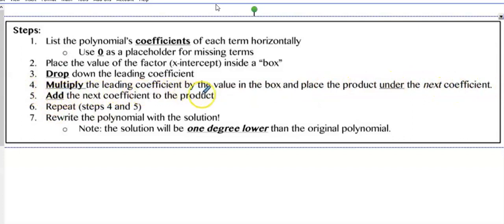Number 5, add the next coefficient to the product. This sounds so complicated. Number 6, repeat steps 4 and 5. Number 7, rewrite the polynomial with the solution. Note the solution will be 1 degree lower than the original polynomial. Now let's get started. Let me show you how easy this is.